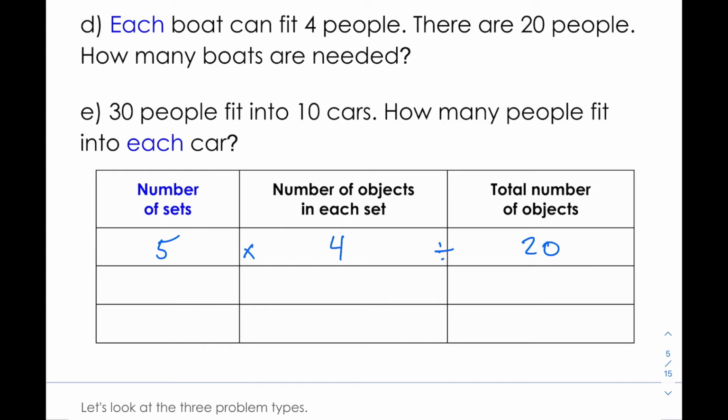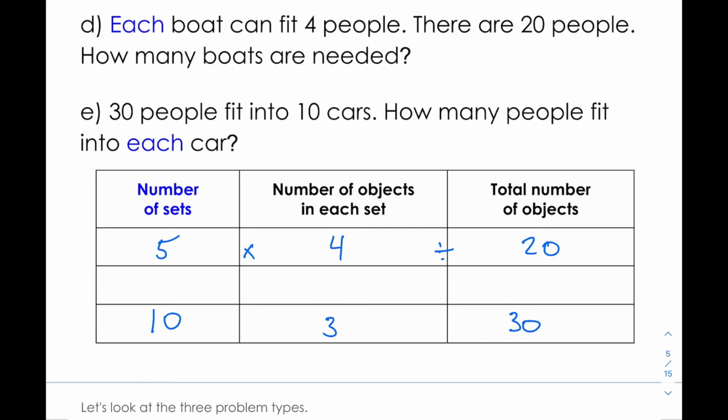And finally, 30 people fit into 10 cars. We have 30 people altogether, 10 cars, so that's the number of sets. How many people in each car? So same thing again, how many 10s fit into 30? So 30 divided by 10 is equal to 3.